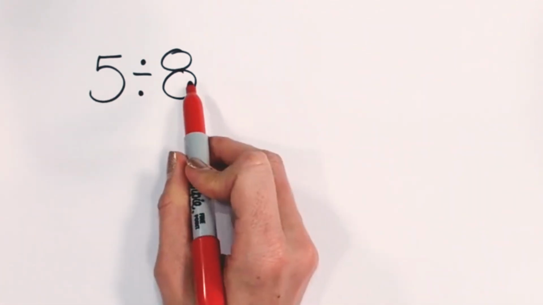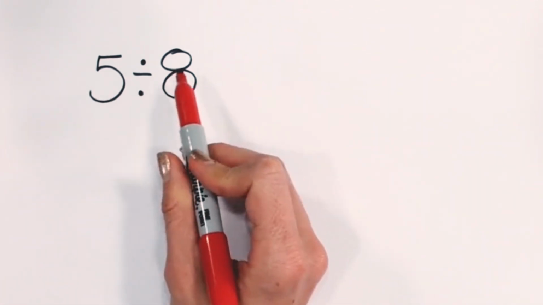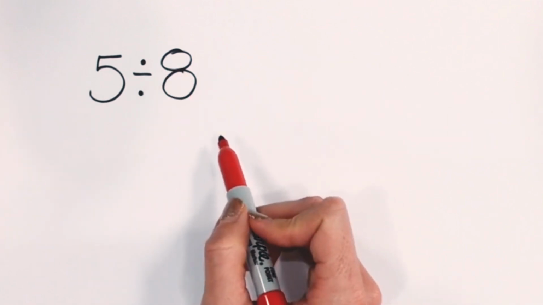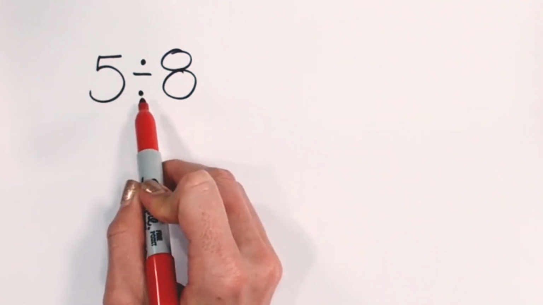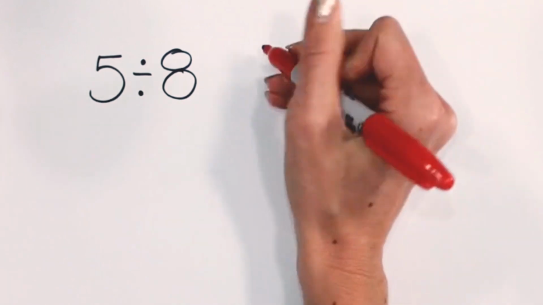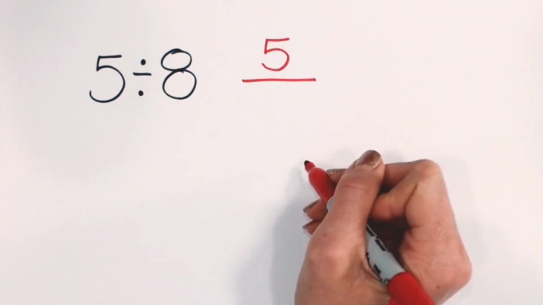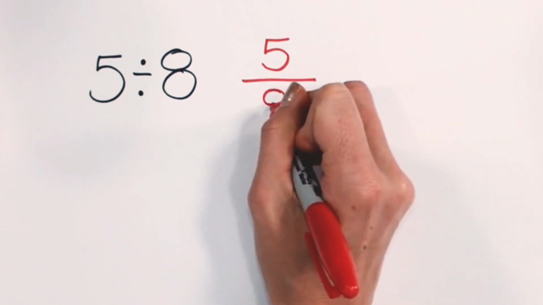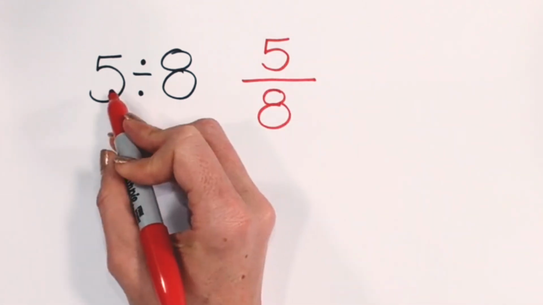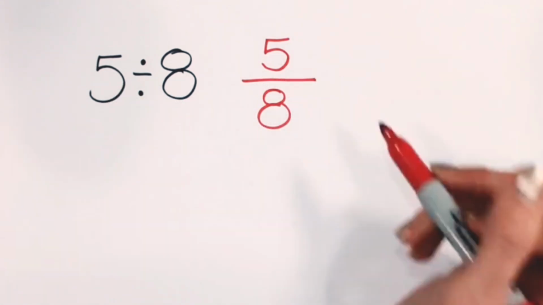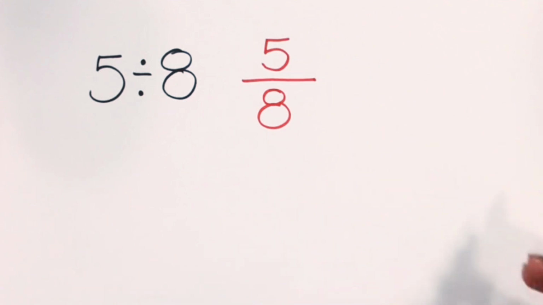So here we have the division problem, 5 divided by 8. So when we interpret this as a fraction, it will be interpreted as the numerator divided by the denominator. So our numerator is 5 divided by, which is our fraction bar, our denominator, 8. So 5 divided by 8 is 5/8. So how would this look as a model?